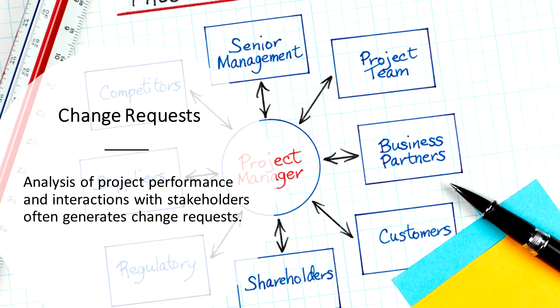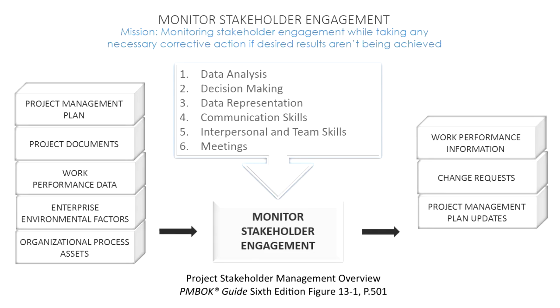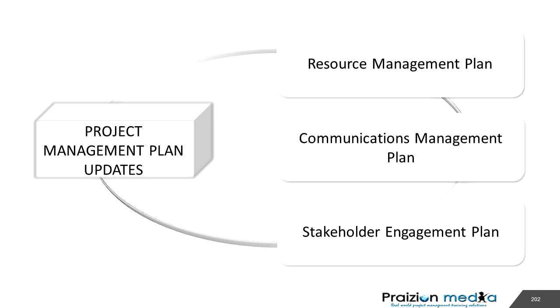We also have, as an output, project management plan updates. For obvious reasons, we may be updating our stakeholder engagement plan. Maybe it needs to change along with the communications management plan because stakeholders are not as engaged as they need to be. You might even have some eager beavers who are too engaged. We could also have the resource management plan here. Team responsibilities for stakeholder engagement activities could be updated.